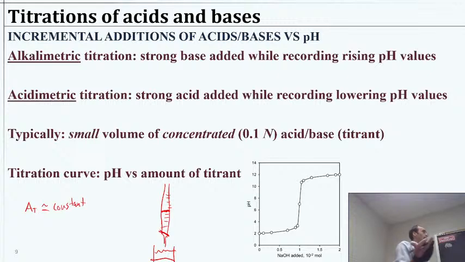And we can add a base, which would be an alkalimetric titration, or an acidometric titration. It's going to be a strong acid or a strong base in either case. And it's usually going to be quite concentrated, something like 0.1 normal.